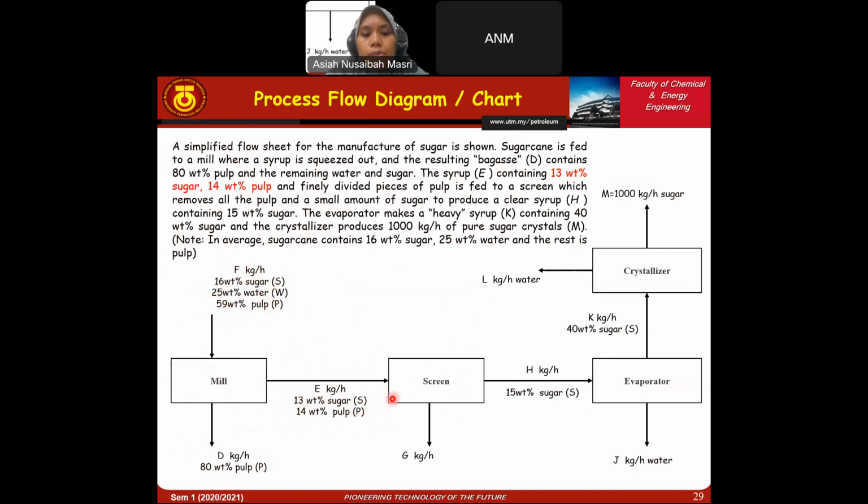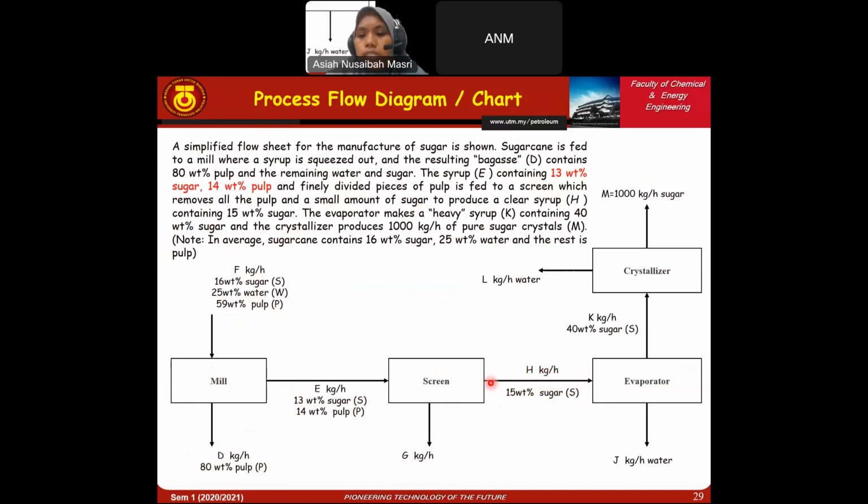Then this E kilogram per hour was fed into a screen because we will divide the pulp, which removes all the pulp. So the pulp is removed, and a small amount of sugar, to produce a clear syrup. So here we have syrup. H here is the syrup, here is the pulp in kilogram per hour. G is the pulp, H is the syrup. So this syrup will be a liquid, syrup containing 15% sugar. What are the rest? The rest should be water. The evaporator makes a heavy syrup K. So what we have here, we have H.